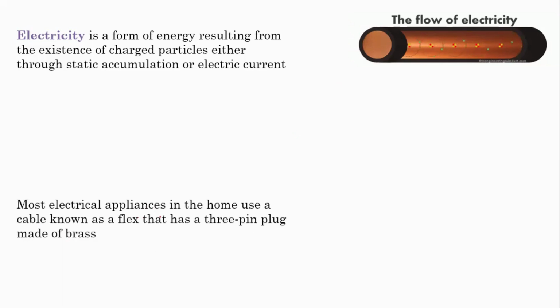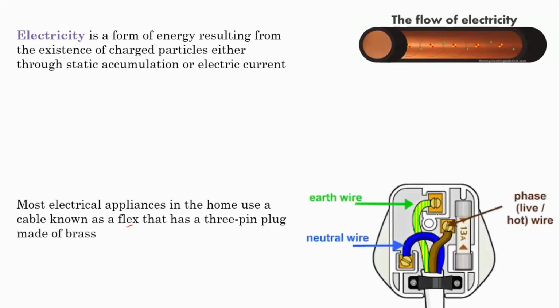So in our homes, most of our appliances use a cable which is known as a flex, and it has a 3-pin plug which is made out of brass. We have to know the wires that you'll find inside here. You have the live wire, the earth wire, the neutral wire, and we also have the fuse here. But this isn't part of what we'll be talking about today. So let's say this very horrible drawing. This is a fridge, right? We have the freezer at the top, we have that at the bottom, and here we have the main. So I'll put M for the main, and I'll put A because this is the appliance.